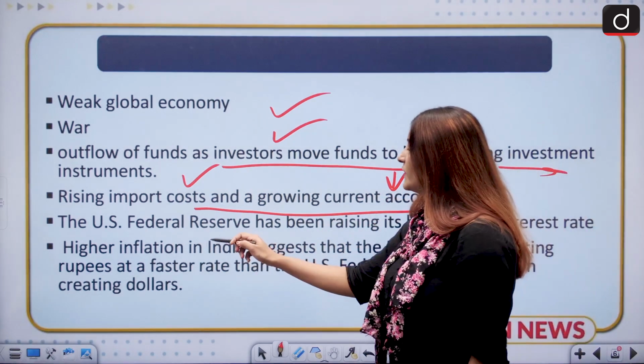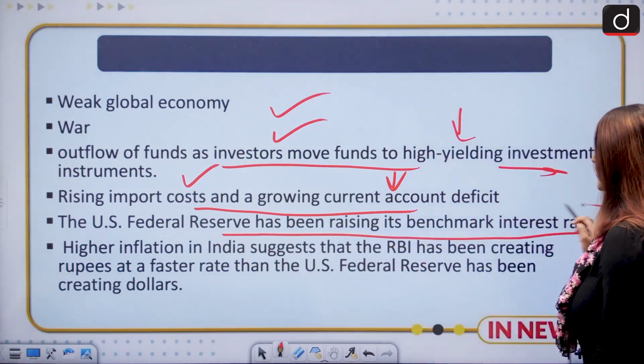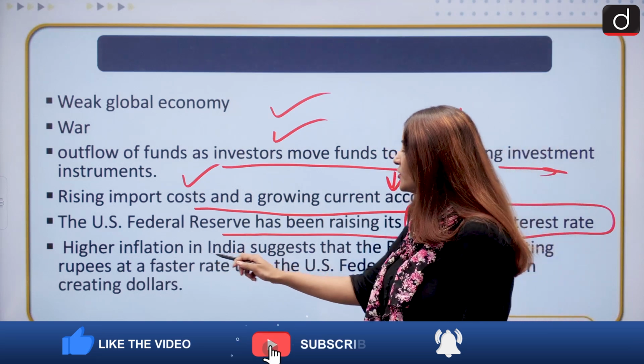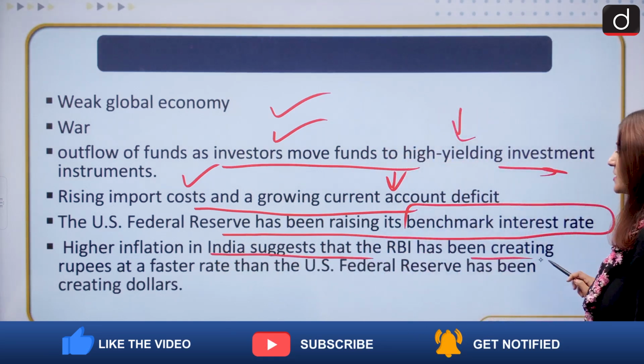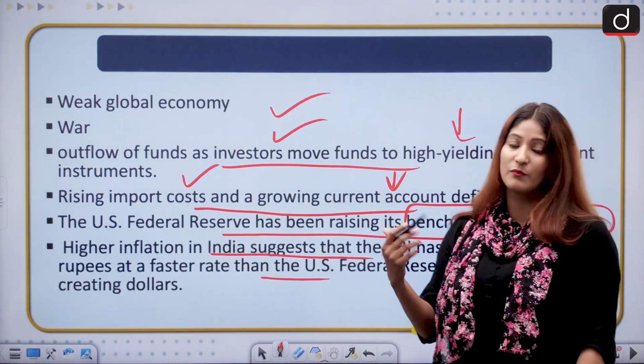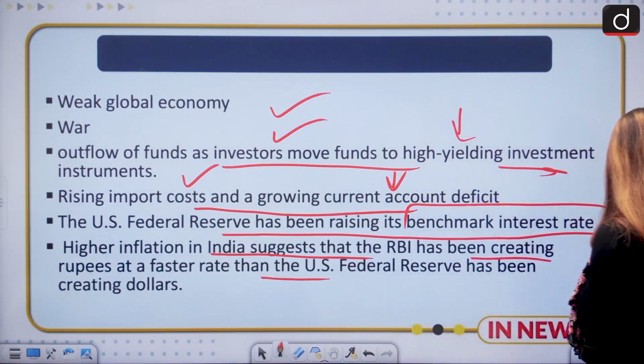And then whenever domestic inflation rises, it has an impact on the value of the currency, because value is coming down. Okay, the US Federal Reserve has been raising the benchmark interest rate, causing many people to move to the US for investment. High inflation in India suggests that RBI has been creating rupees at a faster rate than the US Federal Reserve. More supply, less demand, value comes down.